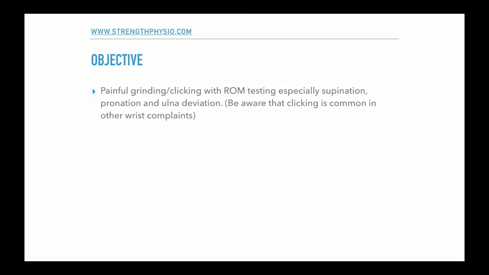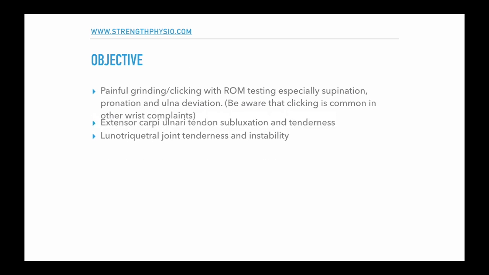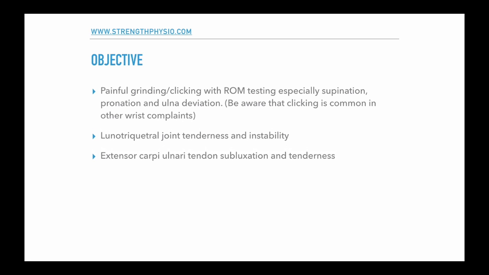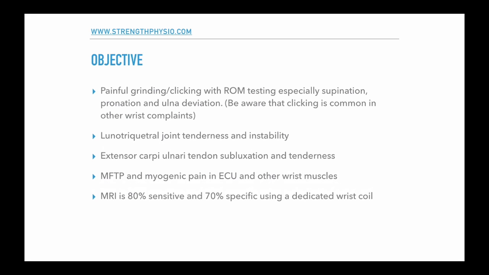Objectively, there's a painful grinding and clicking with range of movement testing, especially on supination, pronation and ulnar deviation. Be aware though that clicking is common in other wrist complaints. The lunotriquetral joint is often tender on palpation. The extensor carpi ulnaris tendon can also sublux and be tender as well. You might also find some myofascial trigger points and myogenic pain in the extensor carpi ulnaris and other wrist muscles.